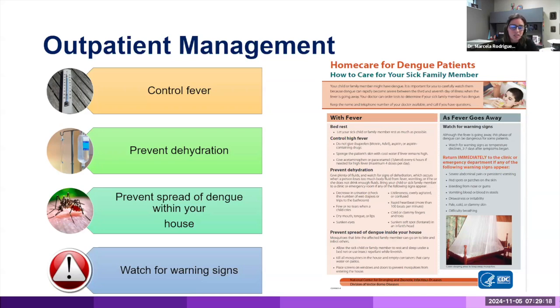So the CDC has a lot of tools that we can print and give to the family. They have different languages, and I think we can use them, and they have graphic ways to show them how to take care of dengue in the outpatient setting. This is just a screenshot of one of the CDC handouts.